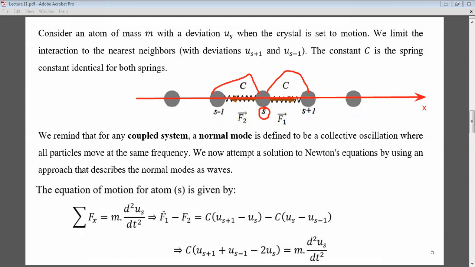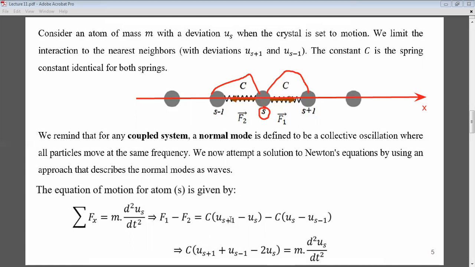Because F1 is nothing but C, which is the spring constant, times (us plus 1 minus us), and F2 is nothing but C again, times (us minus us minus 1). So I hope you can remember Hooke's law over here. Now I will just solve this equation.